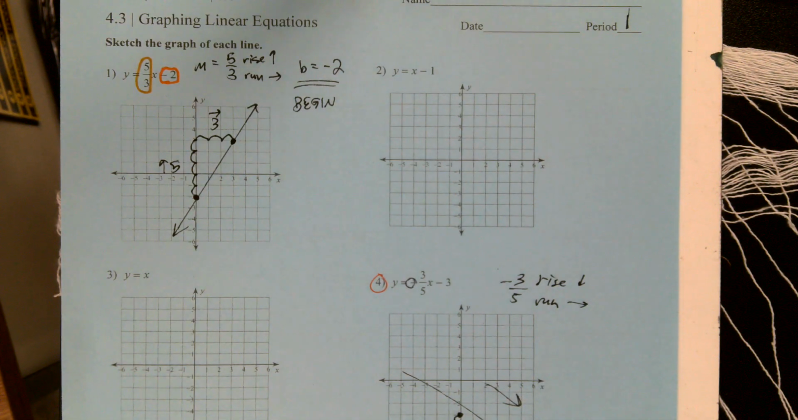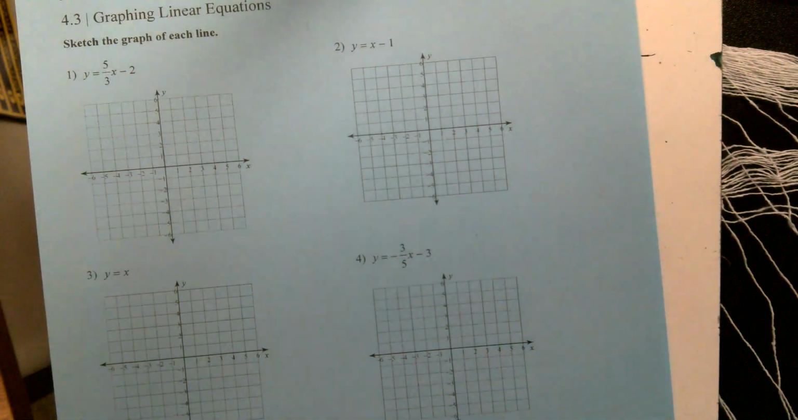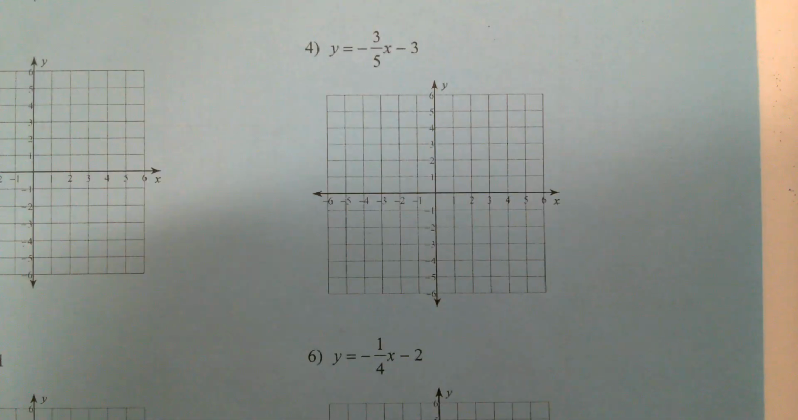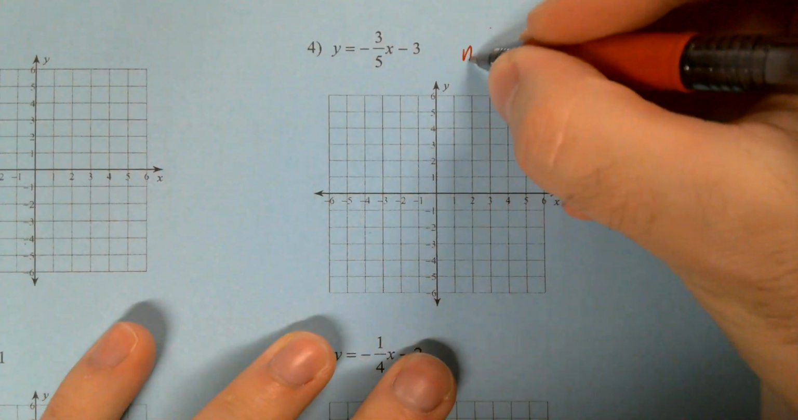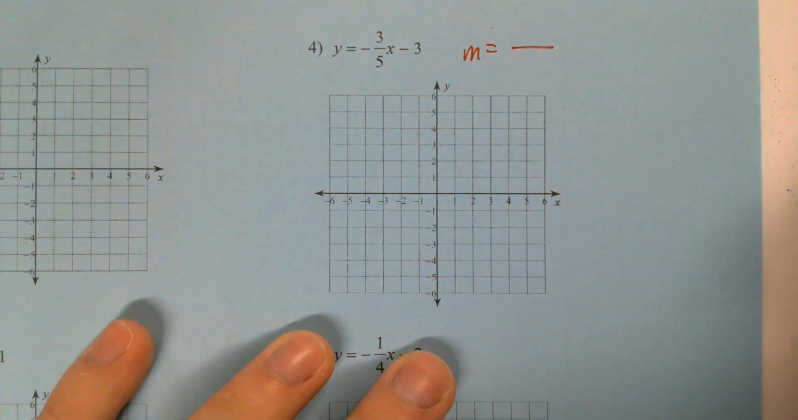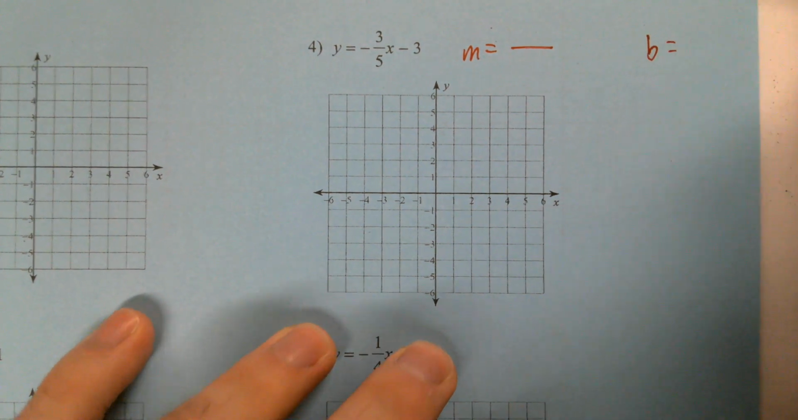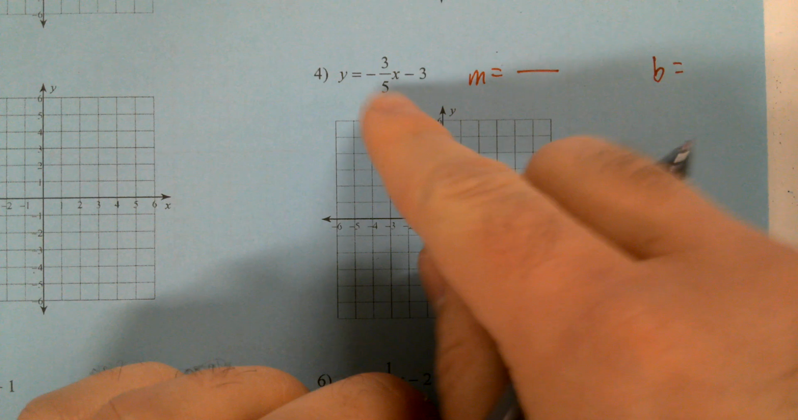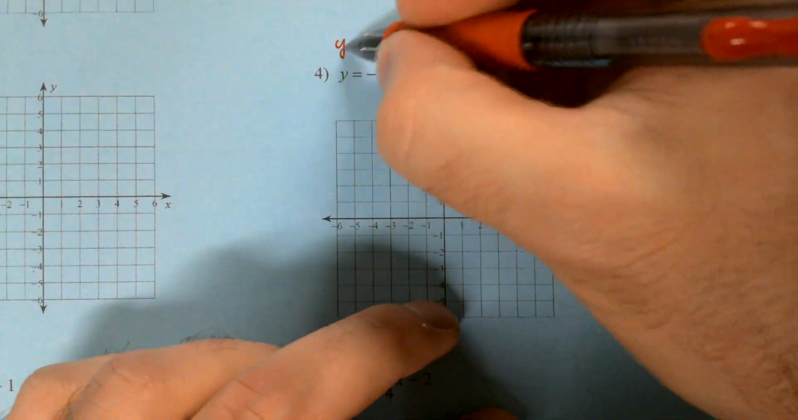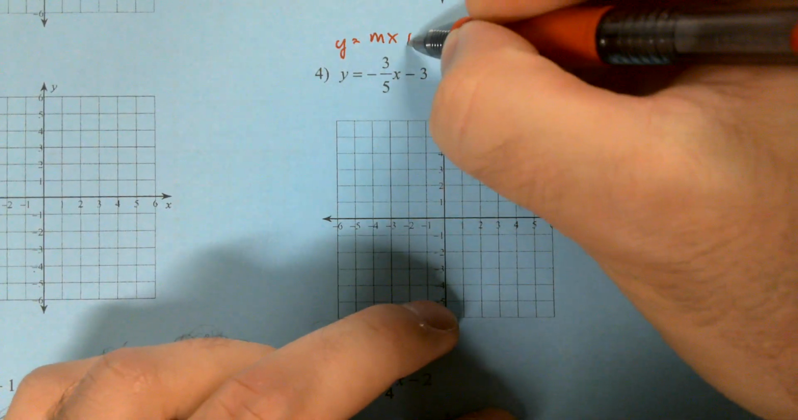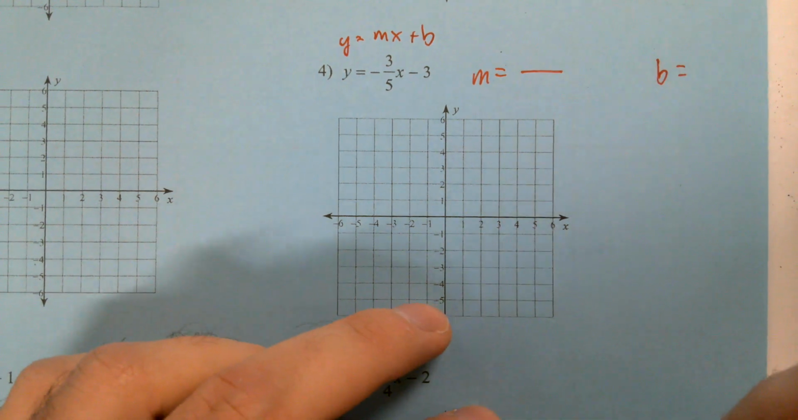So number 4, I'm going to get a new one. Starting off with number 4. Again, the first thing we have to do when we want to graph this line is figure out what's my m and what's my b. So based on this equation here, if we have y is equal to mx plus b, what's my m here going to be?